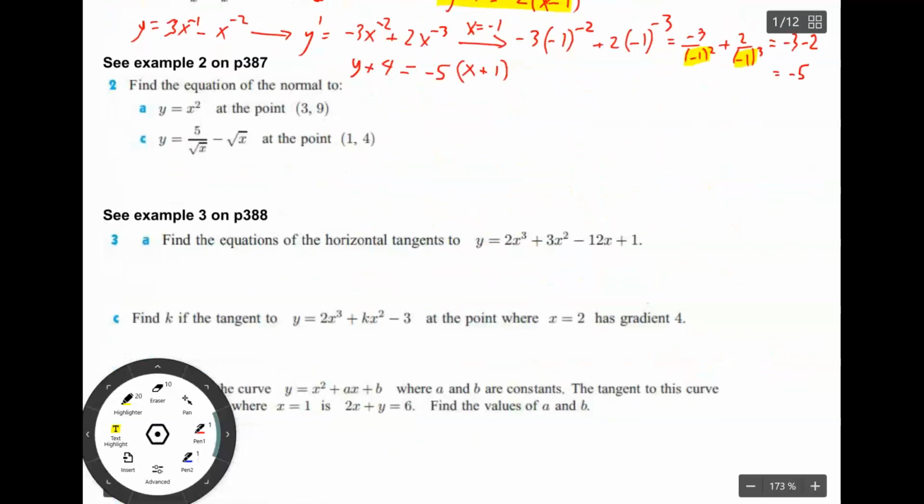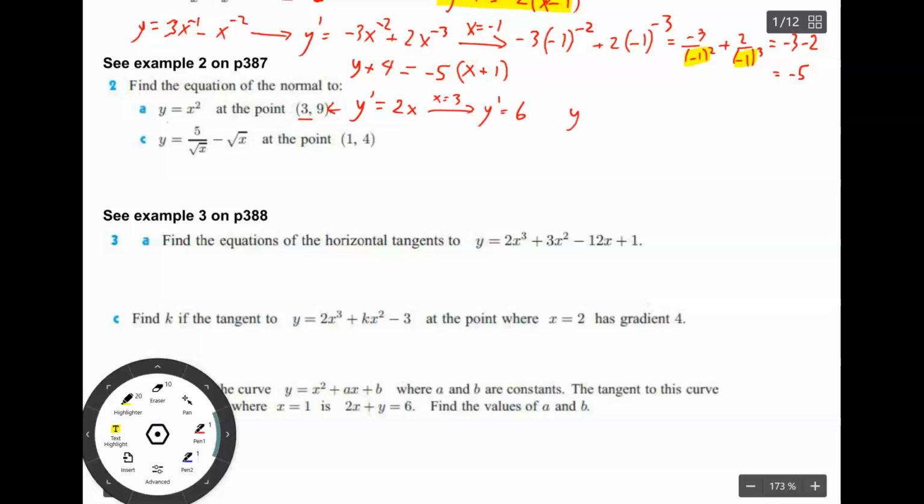All right, so let's do number 2. Find the equation of the normal to y equals x squared at the point 3, 9. We're going to do almost the same thing. The only difference is instead of using the derivative function with 3 plugged in, we're going to use the derivative function with 3 plugged in, and then we're going to take the negative reciprocal of it. So they've already given us the x and the y coordinates. All we need to do now is find the derivative at x equals 3. So that would be y dash equals 2x. We're going to plug in x equals 3. So that means y dash is equal to 6 at that point.